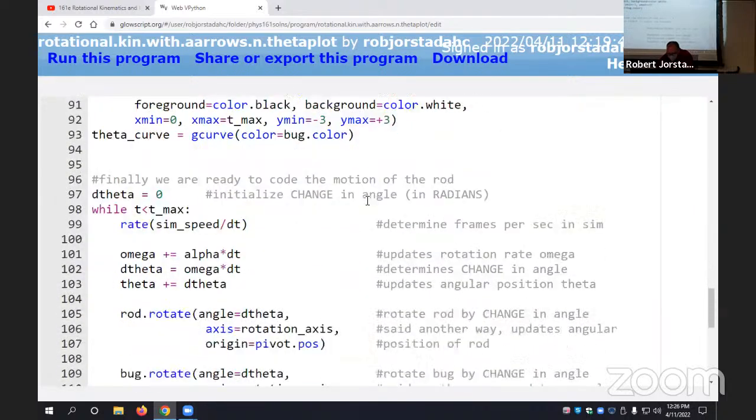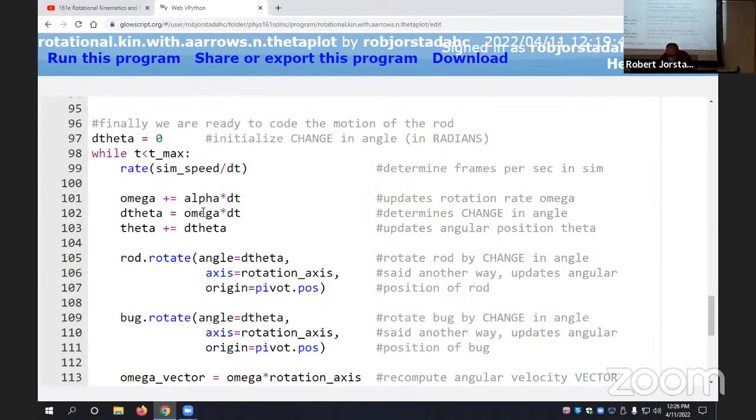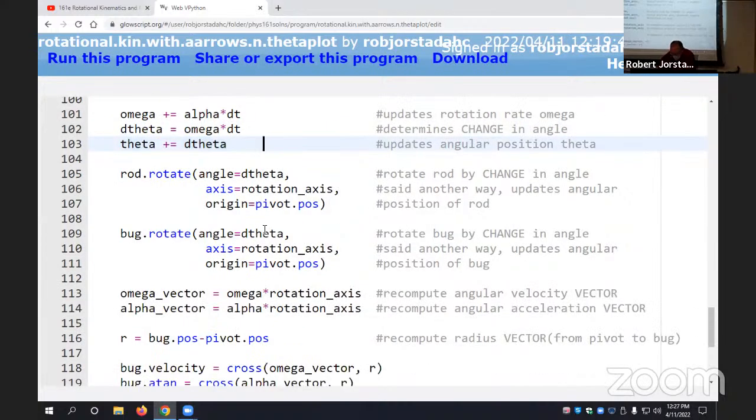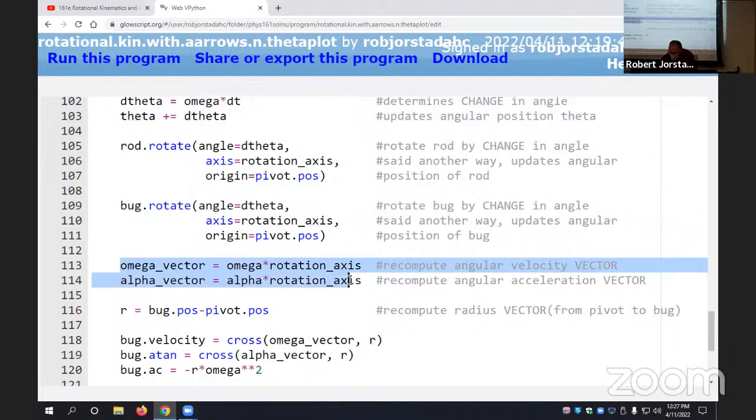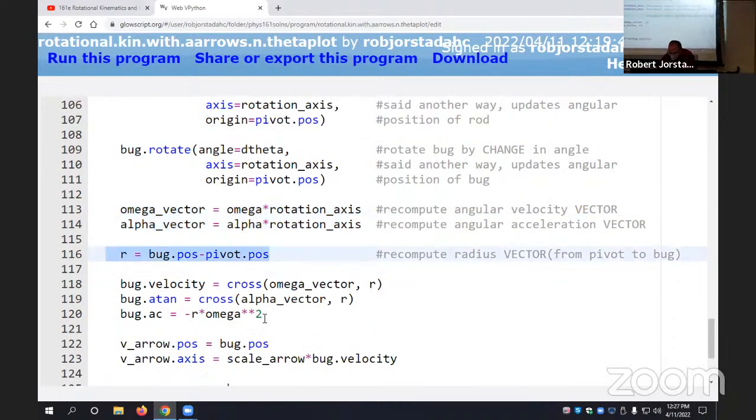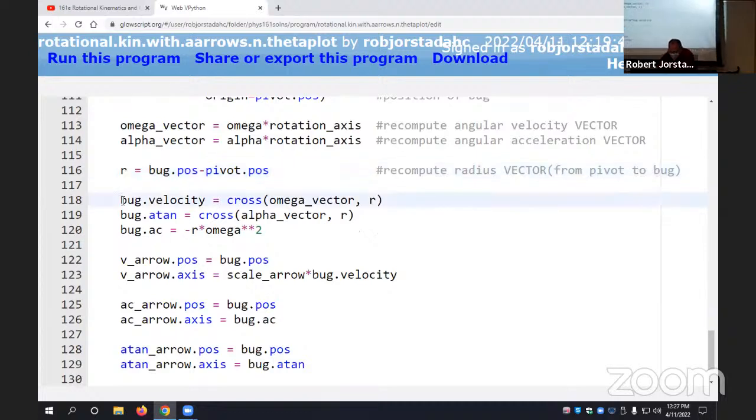Okay, some boring stuff. Here's the code. Every time I'm going to use my derivative calculations that we used in class. Basically, alpha equals d omega dt. Rearrange that, you get this equation, and omega gets updated. You can use that to get the change in the angle. Omega is d theta dt. You can rearrange that, and notice we have to be careful with the plus minuses. If you want to learn more, we could talk about this after class. Then I'm going to rotate the rod, rotate the bug, and then recalculate these vectors and the radius vector, and we see the same calculations over and over.